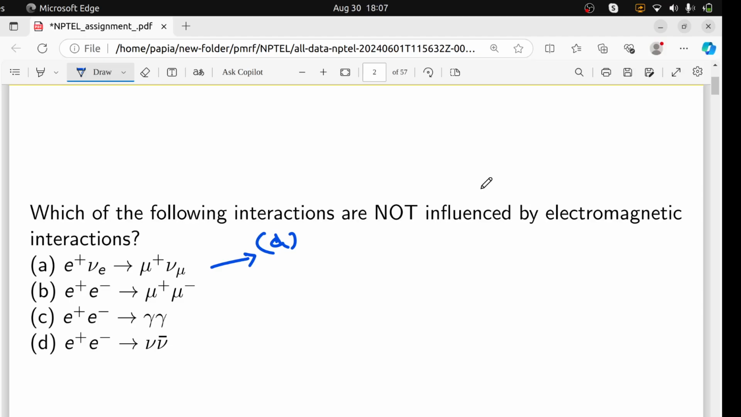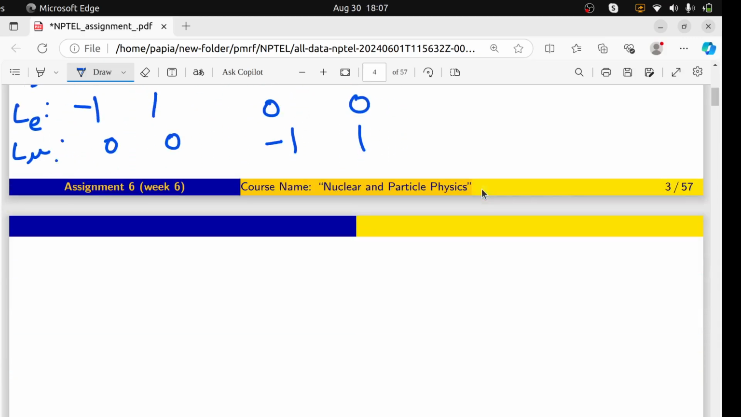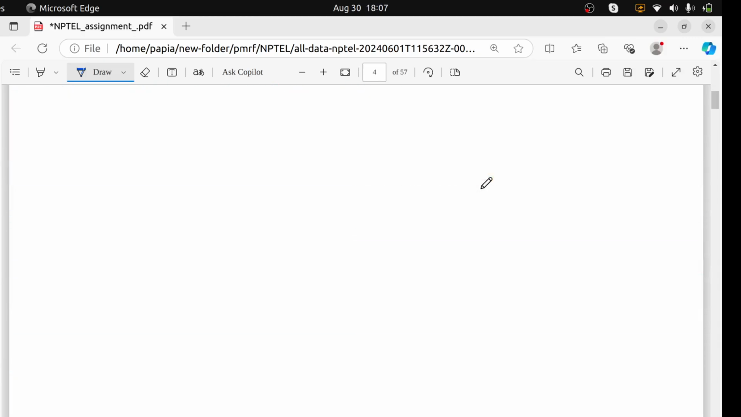So first of all, for any nuclear interaction, how do you know whether it is an electromagnetic, weak or strong interaction? For any EM interaction, EM meaning electromagnetic, the mediator should be gamma. Gamma means photon. Okay?